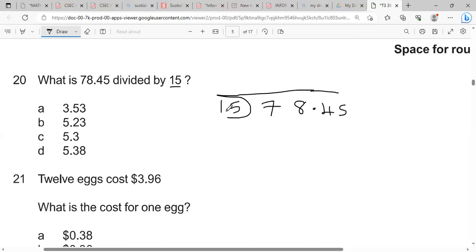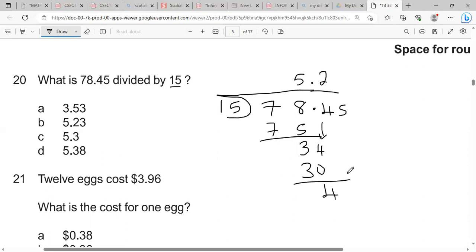So first we say 15 into 7. We can't. 15 into 78, that should go 5 times, right? Since 5 times 15 gives us 75. So we subtract now. All right, so we carry down our 4. Two things happening: we carry down the 4 plus we put our decimal point. All right. 15 into 34, that goes 2 times, because 2 times 15 gives us 30. So now we have 4, carry down our 5, right? So this is 45. 15 into 45, that goes exactly 3 times, and we multiply.